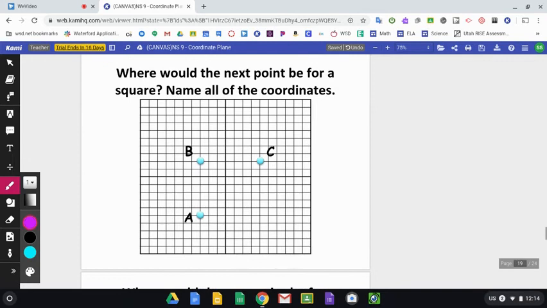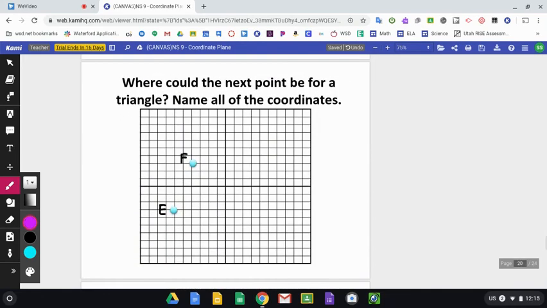Now let's see how well we can see these things on here. We want to make a square. So where would the next point be for a square? It would be down here in quadrant 4, lined up with point C and point A, right? A, B, C, D. Then it says name all the coordinates. We're not going to do that. We've already done lots of practice with that, okay?